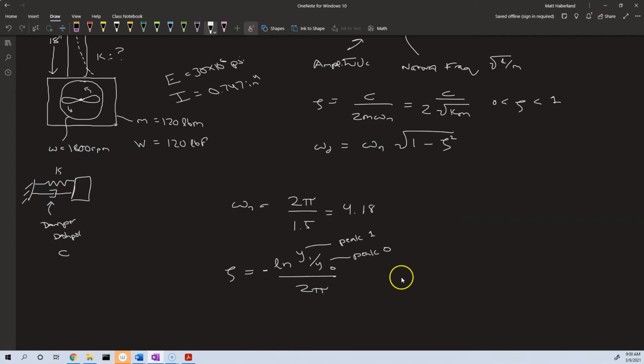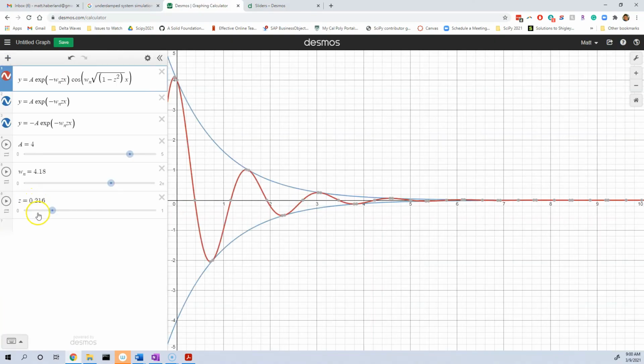So here, in our case, we have the negative logarithm of 1 divided by 4, over 2 pi. So that tells us our damping ratio is around 0.22. Let's see. Pretty close. 0.216 is what it is on this graph. I'm sure we could have gotten it a little closer. Now we're making a few approximations here, but these are good for small damping ratios.